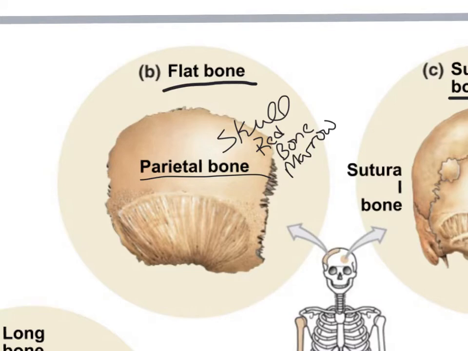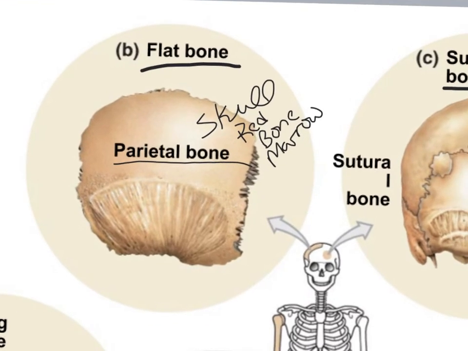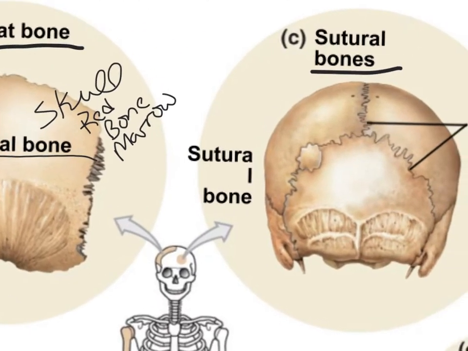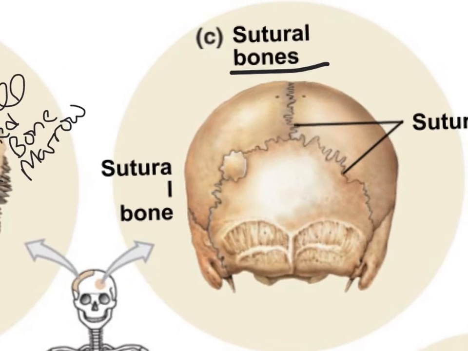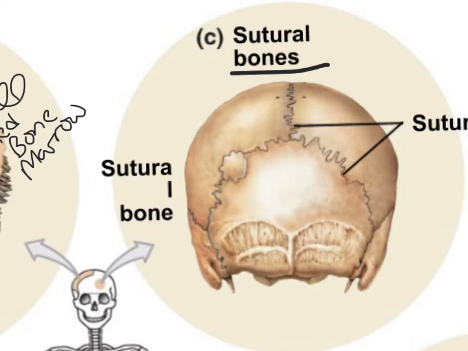So those are important. Now in the skull, when we're looking at those flat bones, here's some other bones. These are called sutural bones. The sutures are where these flat bones come together. So here's a parietal bone, and then on this side over here, that's a parietal bone also. What we find in between them, where they come together, this jagged line, that's called a suture.